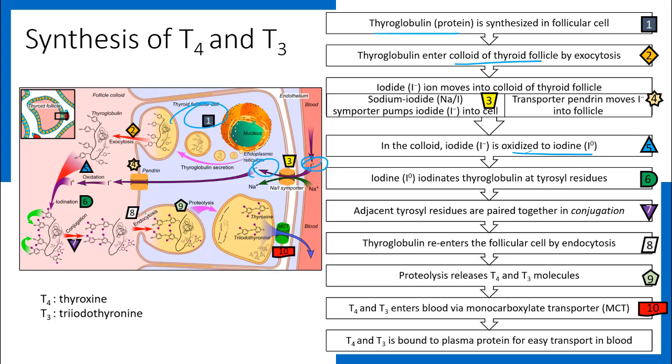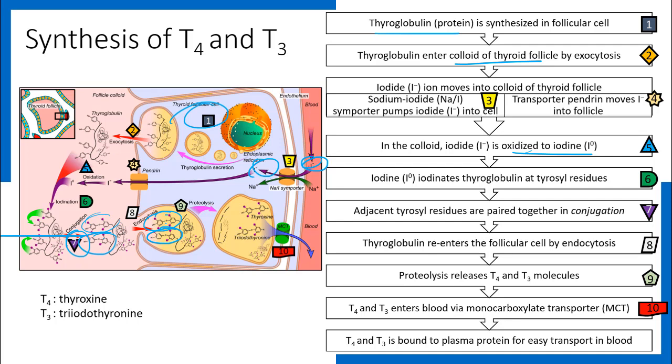thyroglobulin. And so what you have over here in step 7 is the start of the formation of T4 here and T3. So you see T4 has 4 iodine, T3 has 3 iodine.